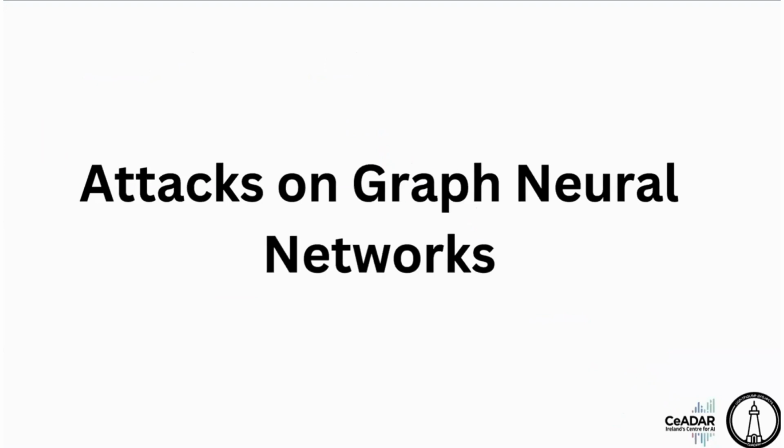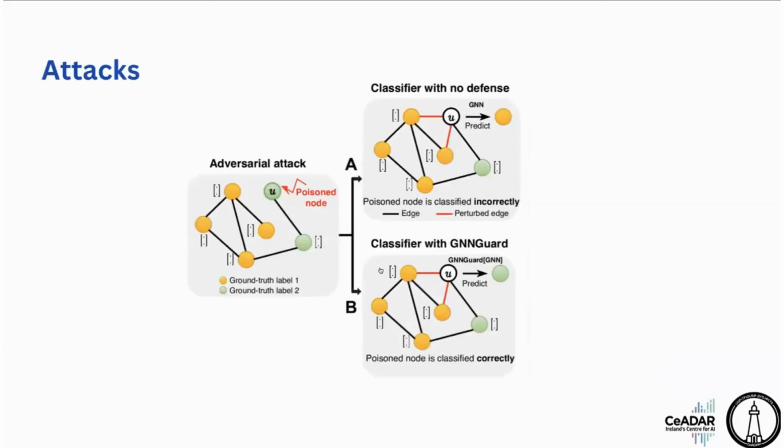So let's talk about attacks on graph neural networks. Basically, an attack means a poisoned node is used as input data and is led into a different set of target nodes. Once the model is trained based on this poisoned node, and if there is no defense against that node, it directly attacks the GNN, causes misclassification, and changes the predictions.